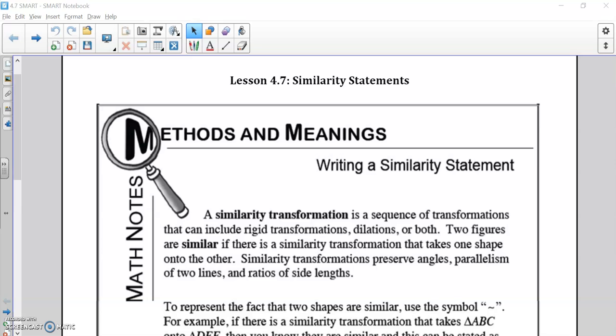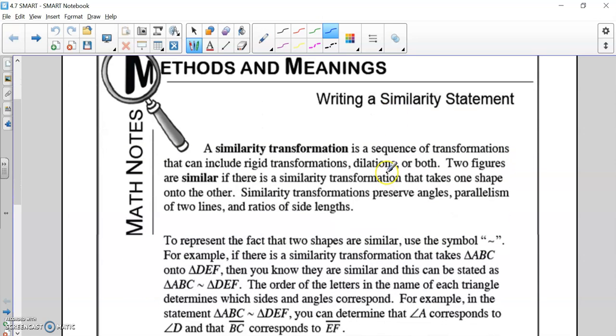Today we're going to focus on similarity statements, which are basically a very formal way to describe similarity between two figures, or just a way to state that two things are similar. Similarity can come from pretty much all of the transformations we've talked about, but we're going to focus on the fact that dilations create similar figures.